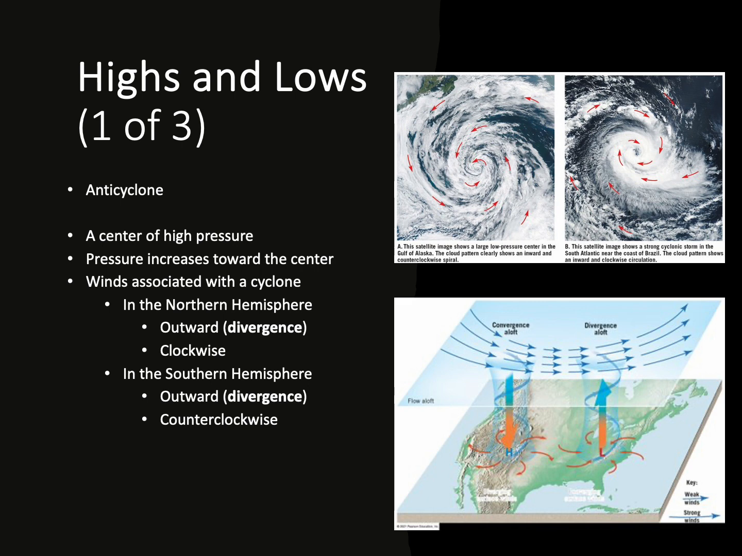But with our high pressure, because air does not like to be under high pressure, this air is going to be moving outwards from this anticyclone, or this high pressure center. It's going to be diverging away.